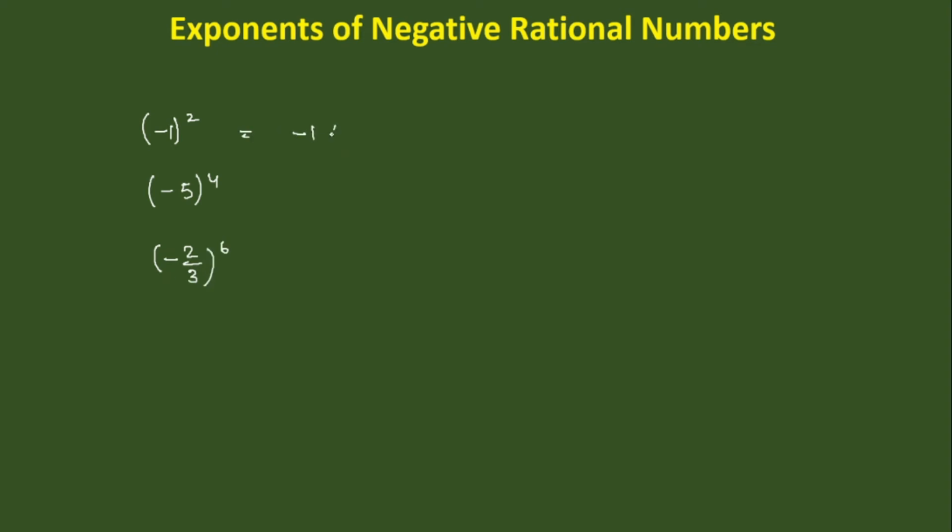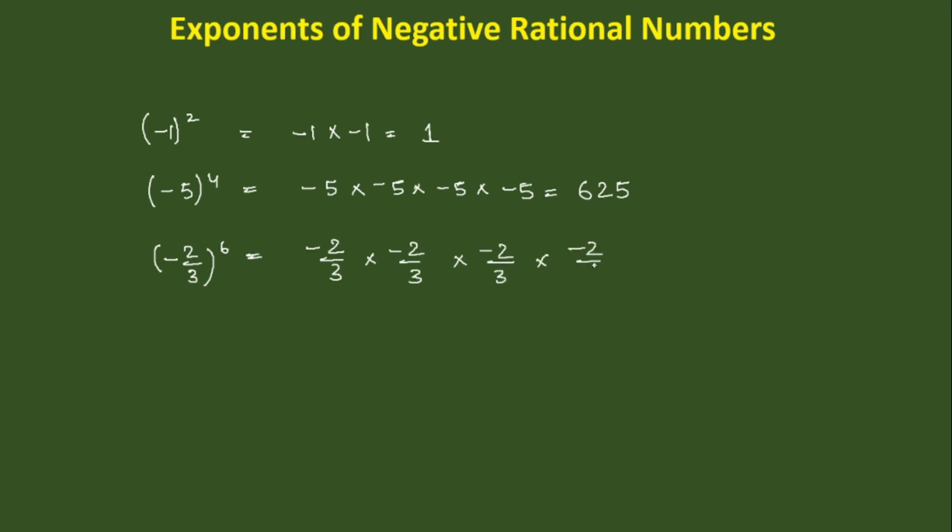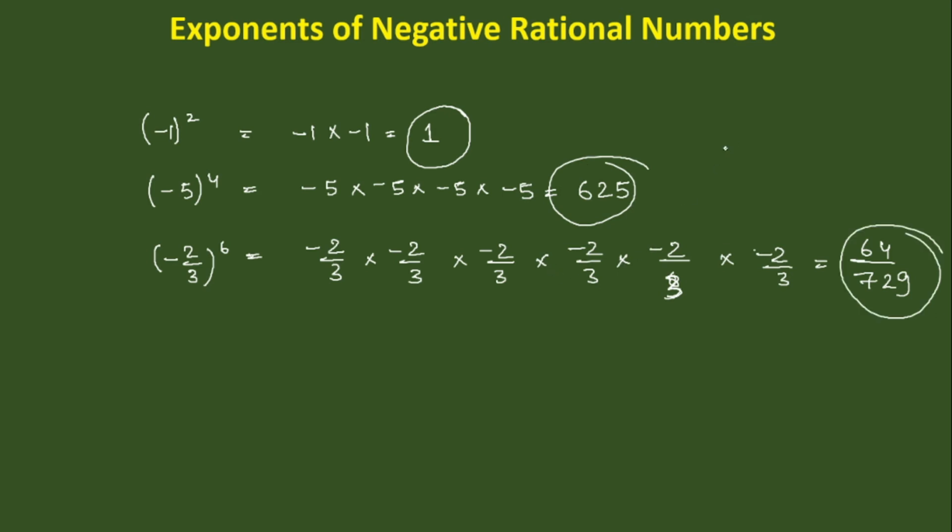When you solve this, you will get minus 1 into minus 1, which is equal to 1. Similarly, when you solve minus 5 into minus 5 into minus 5 into minus 5, you will get 625. And when you solve this, minus 2 by 3 into minus 2 by 3, 6 times, as the exponent is 6, you will get 64 upon 729. When you notice the results after solving these exponents, you will see that all results are positive. So you can say that if you have even exponents, then your answer is always positive.